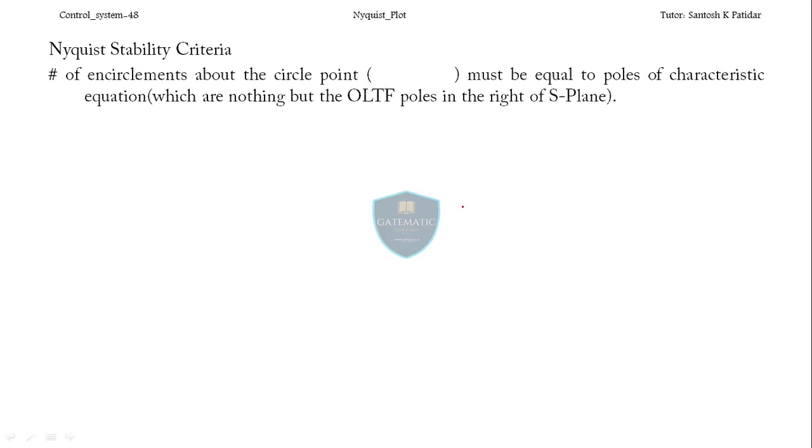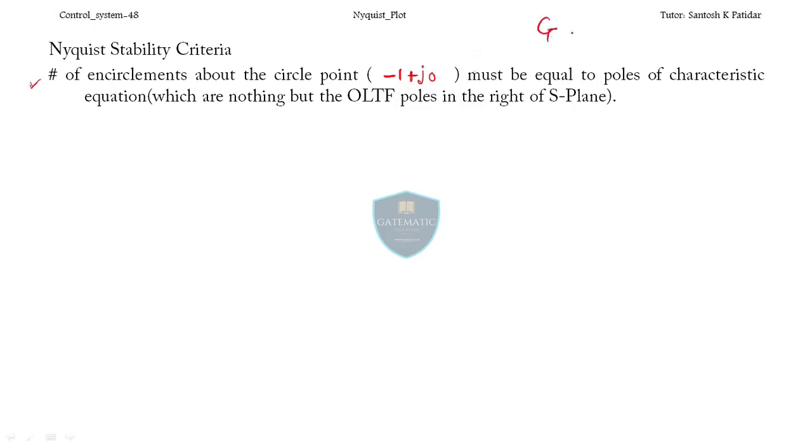So, let's come to today. We'll discuss the Nyquist stability criteria. Stability criteria means when the system will be stable. The statement according to this is: the number of encirclements about the critical point, that is minus 1 plus j0, is our reference point. And why is this the reference point?